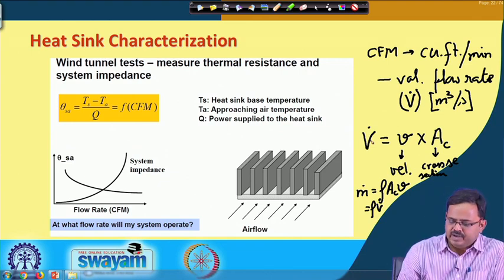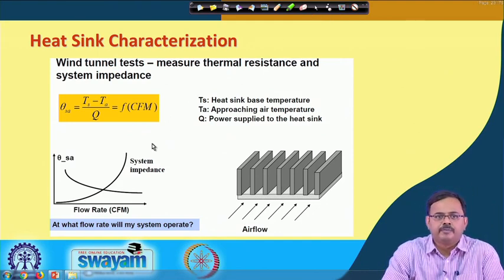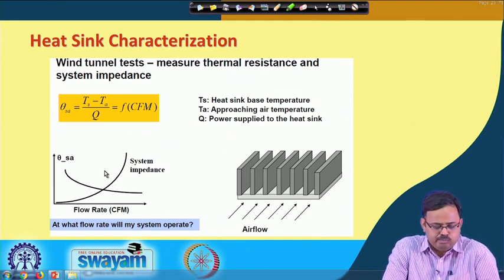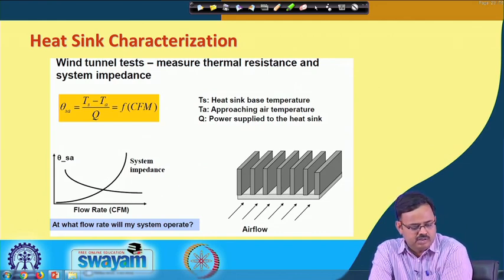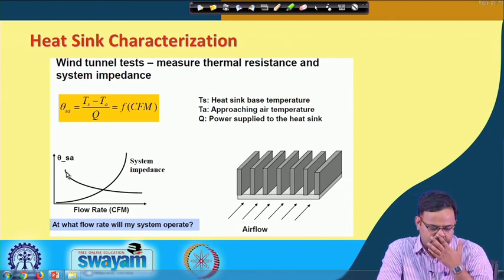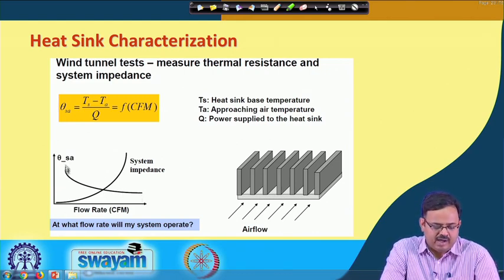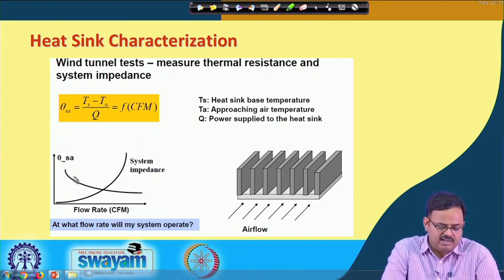Okay. So, typically, if you plot the thermal resistance as a function of flow rate, this is how it is going to look like. The theta SA is going to come down. It is going to be high at low flow rates, very high at zero flow rate, and then it is going to come down like this.